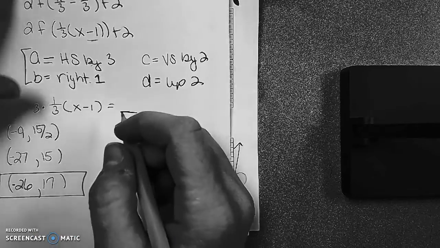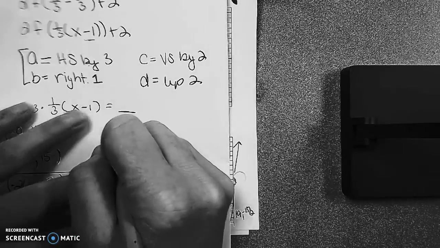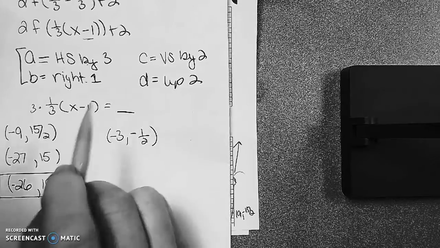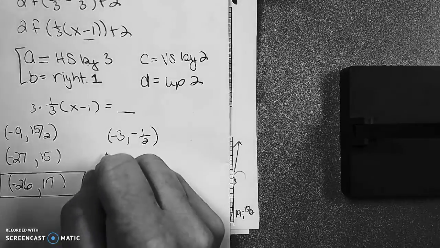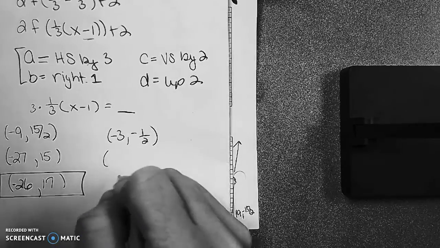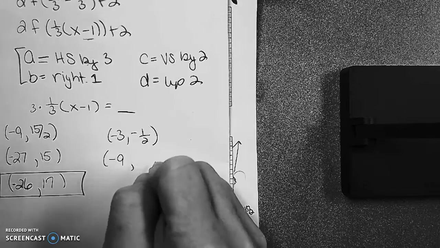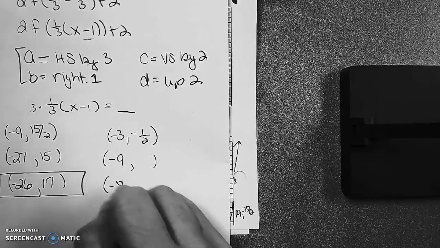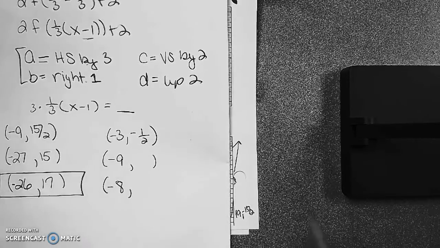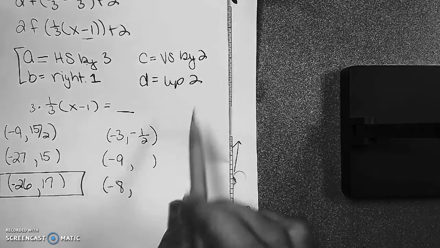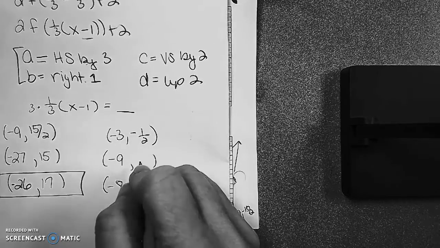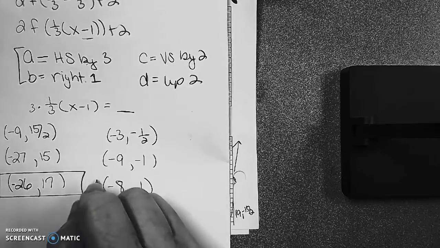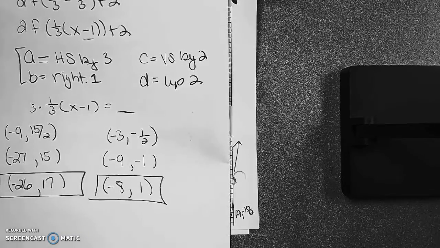Looking at my parent function once again, I'm going to take the point -3, -1/2. Go down your list. Horizontal stretch by 3, so that means -3 becomes -9. And go right 1, so that means -9 will become -8. Vertical stretch by 2, I take my y value, multiply it by 2, that will become -1, and up 2 will become +1. So there's my next point.